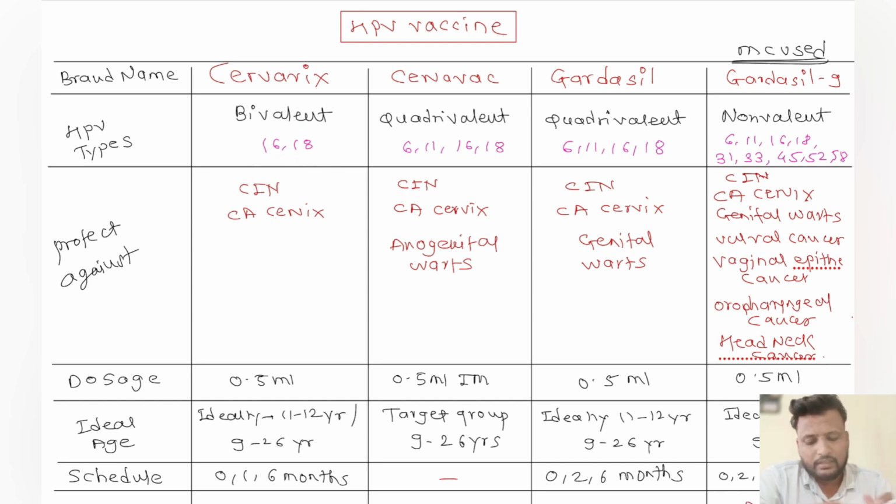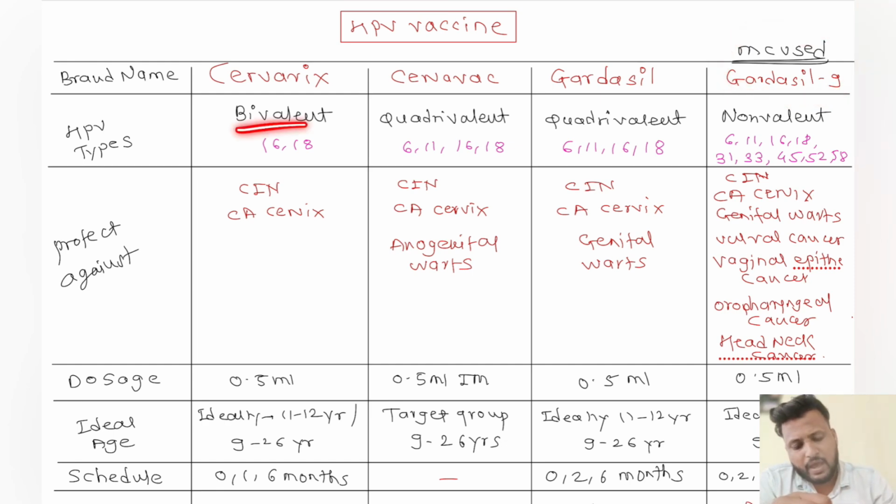This is for the 2, that is your 16 and 18. Cervavac and Gardasil, that is the quadrivalent, both cover 6, 11, 16, 18. And this Gardasil 9 covers almost all serotypes like 6, 11, 16, 18, 31, 33, 45, 52, 58. That's why it is most commonly used in India.